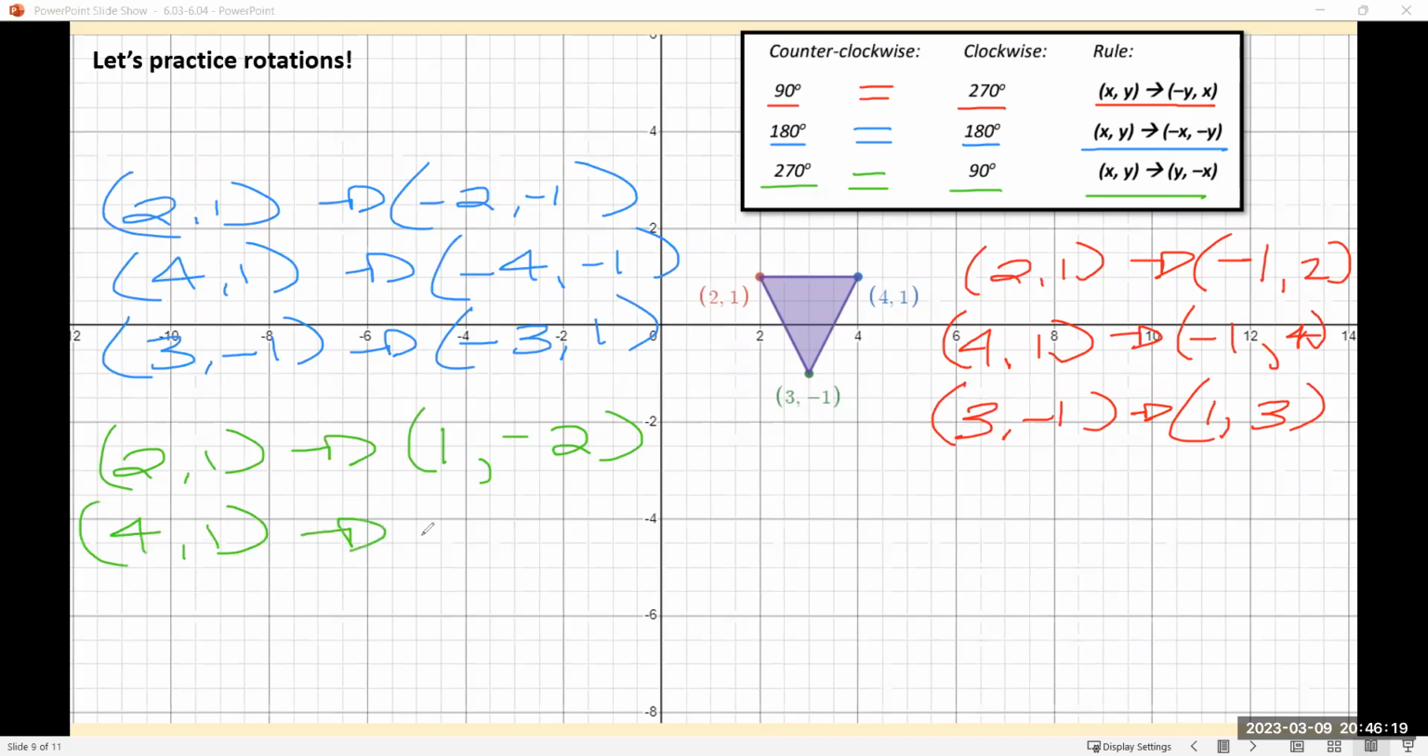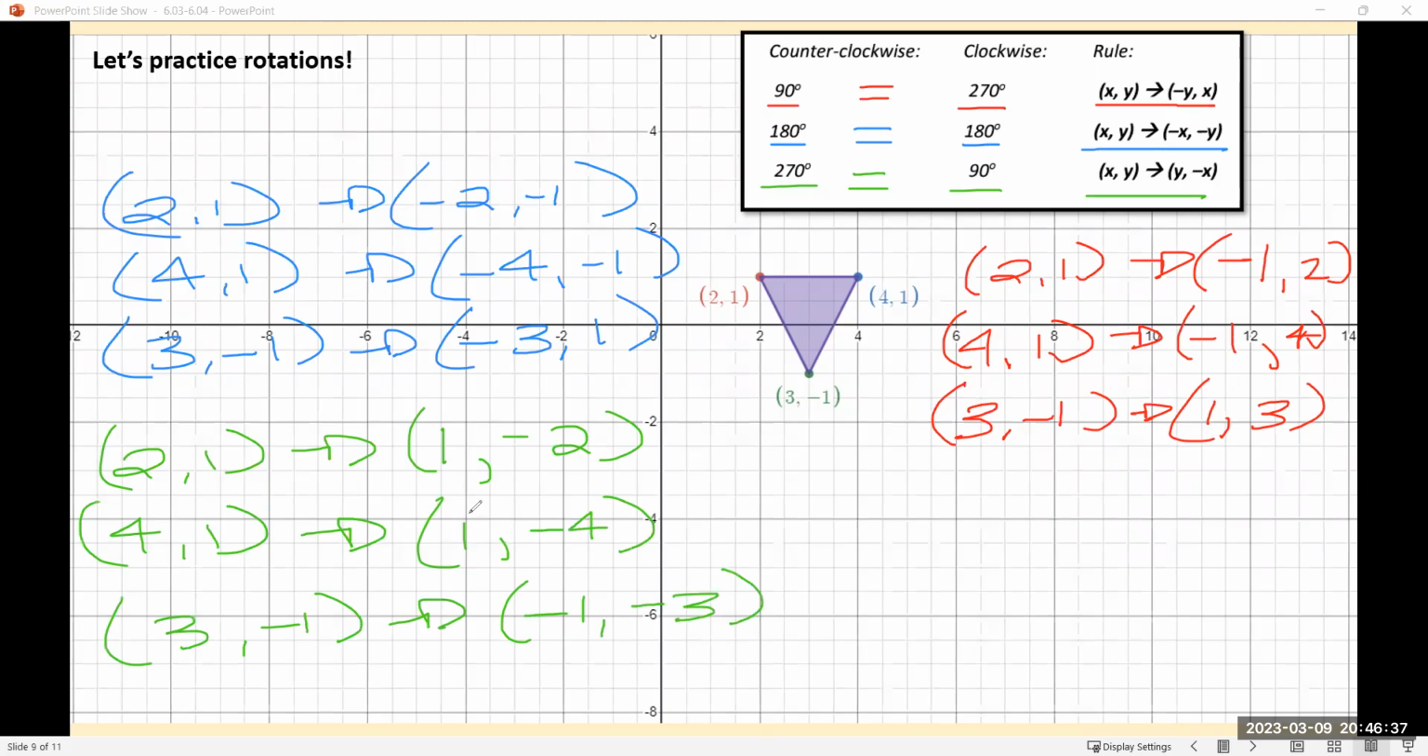Then we have our (4, 1). Again, we take our y value, move it over to the x spot, take our x value, and make that one negative. Now our last one, we have (3, -1). We take our y value, put it over in the x spot, take our x value, make it negative, and put it in the y spot.